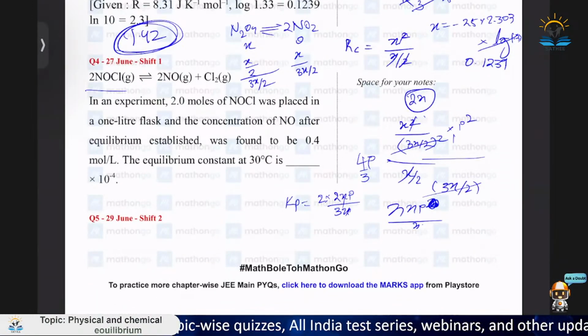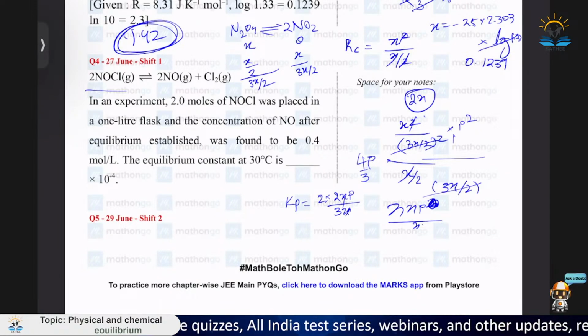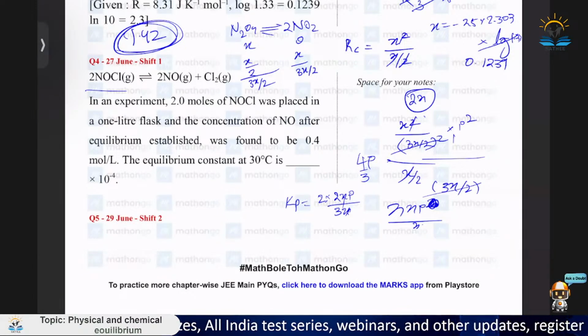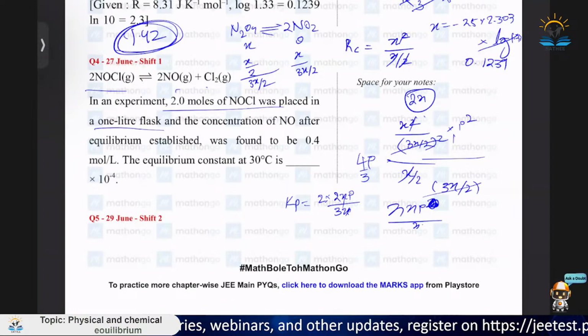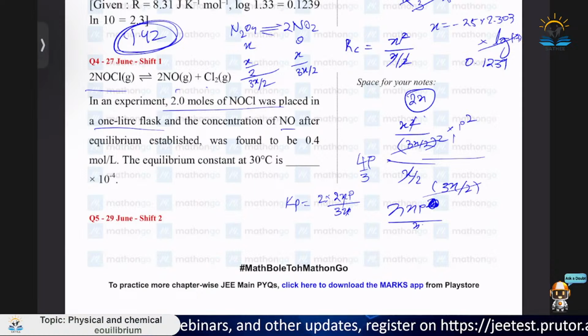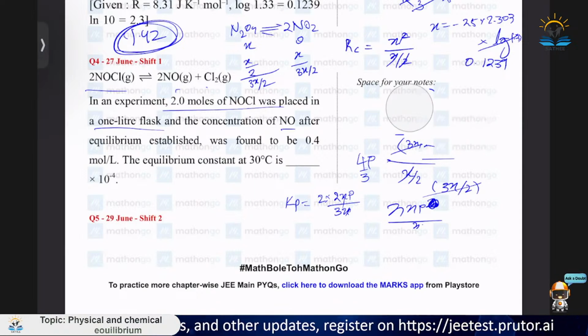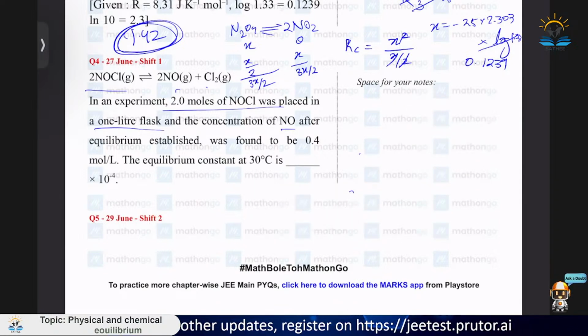Next question. 2 NOCl gives NO and Cl2. 2 moles of NOCl was placed in a 1 liter flask. The concentration of NO after equilibrium was established was found to be 0.4. The equilibrium constant they have asked.